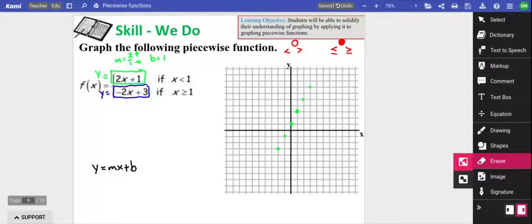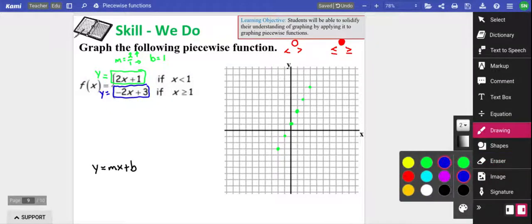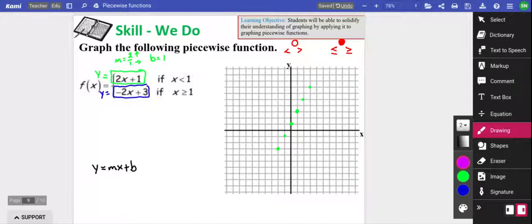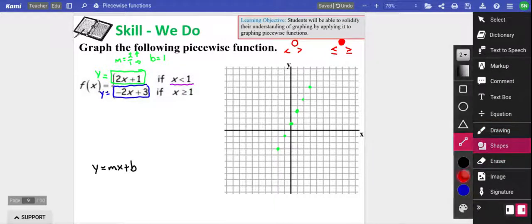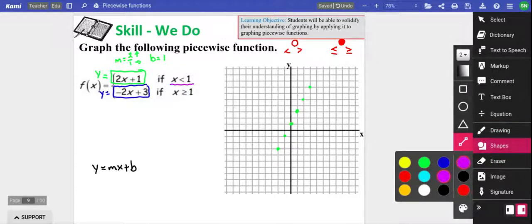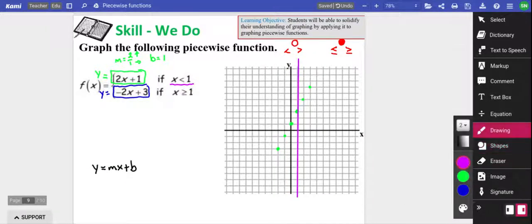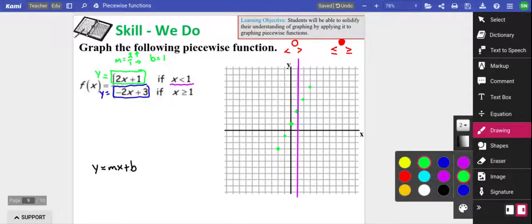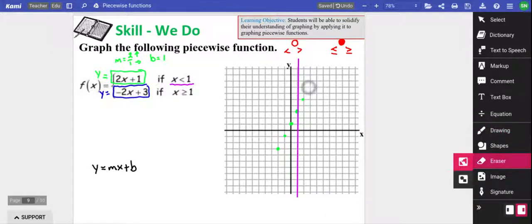Now, I need to know which part I want. If you look at this section right here, this tells you which part of the graph you like. On the top one, they're saying I want all the numbers that are less than 1. That means I will be putting a break line, so to speak, to denote that that's a 1. So I want everything to the left of 1 for the green one. So anything to the right, I don't like. I will be erasing it.